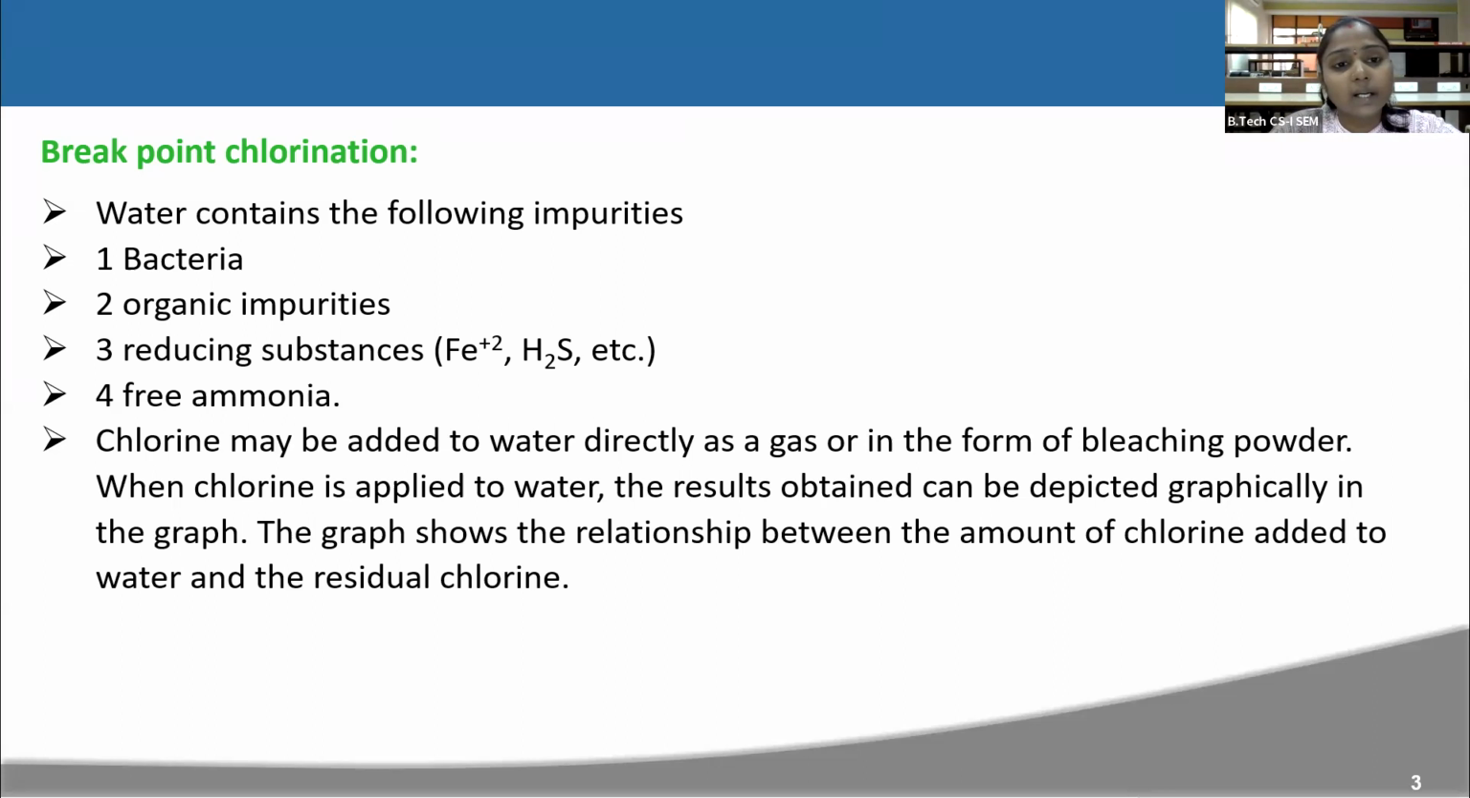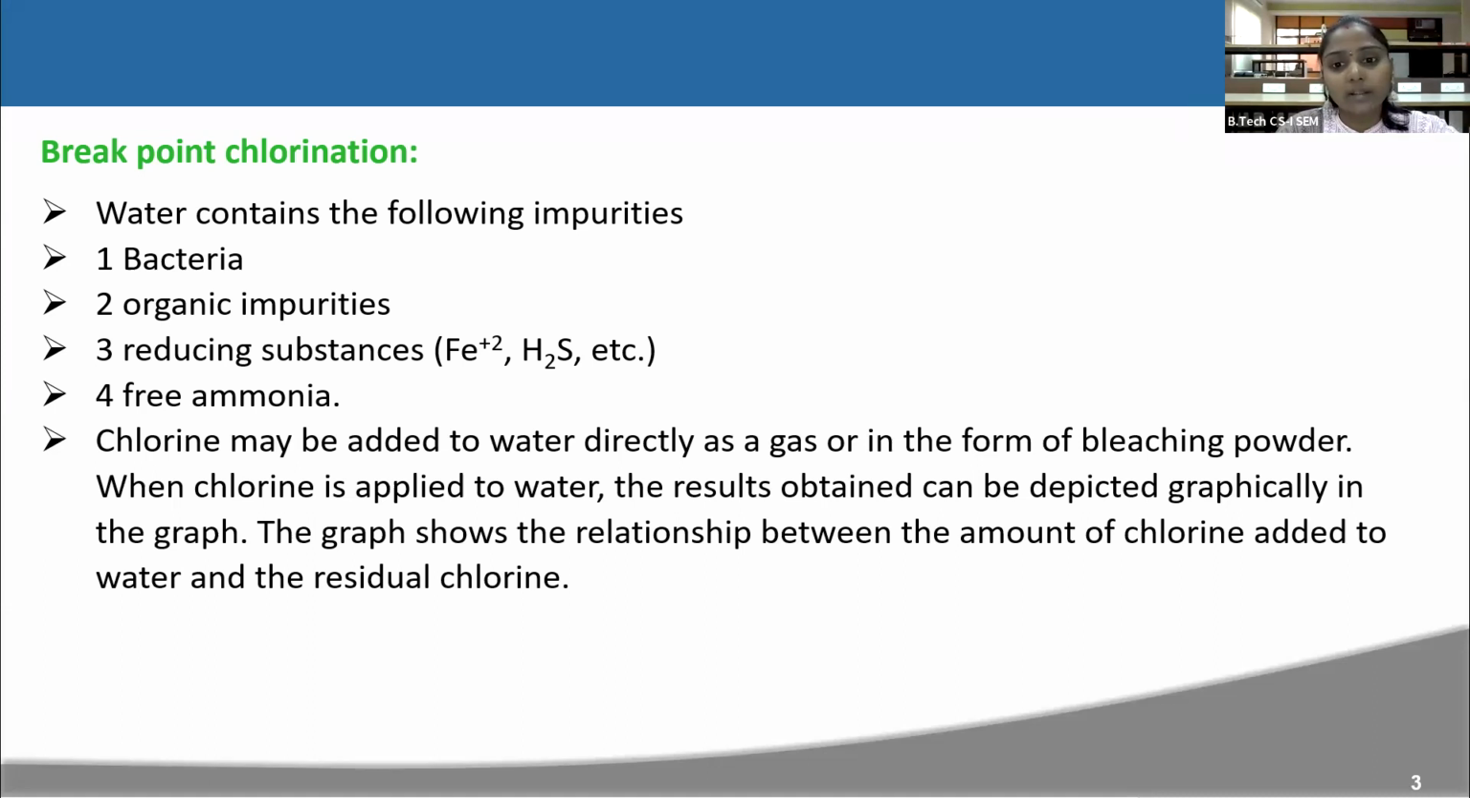So water contains the following impurities. Water contains so many bacteria, organic impurities, reducing substances, and the last one is free ammonia. Reducing substances contain iron, hydrogen sulfide, etc. So these are the impurities present in water, and we have to kill those. How do we kill them? By using chlorine. Chlorine may be added to water directly as a gas or in the form of bleaching powder.